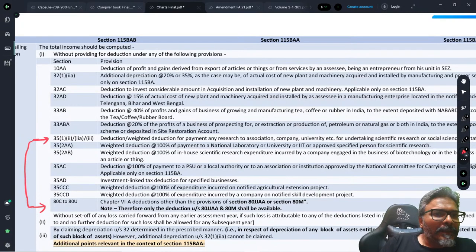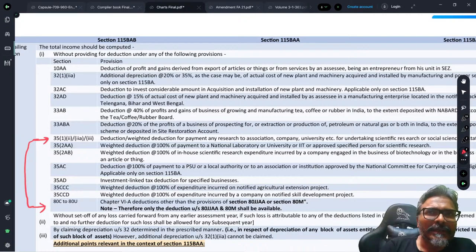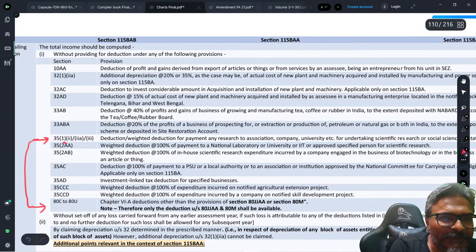Students, say for example, a company is a manufacturing company and has opted for 115BAB, and that company has incurred revenue expenditure on scientific research and capital expenditure on scientific research during the previous year. Then in respect of those revenue and capital expenditures on scientific research, will they be eligible for deduction? To that the answer is yes. Because can you see this one here?